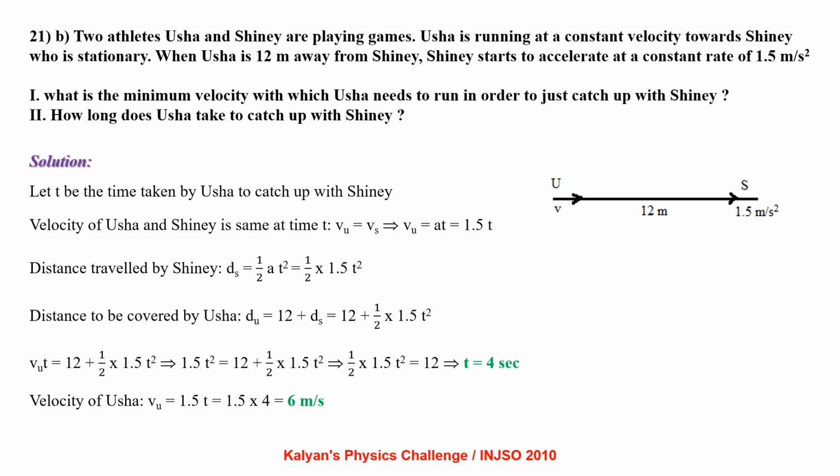Let t be the time taken by Usha to catch up with Shiny. Velocity of Usha and Shiny is the same at that time. So v Usha equal to v Shiny, at equal to 1.5 t. Distance travelled by Shiny is half at square. Distance travelled by Usha should be 12 plus half at square. So velocity of Usha into time equal to 12 plus half into 1.5 into t square, from which we get t equal to 4 seconds. Velocity of Usha equal to 1.5 t, that comes out to be 6 meter per second.